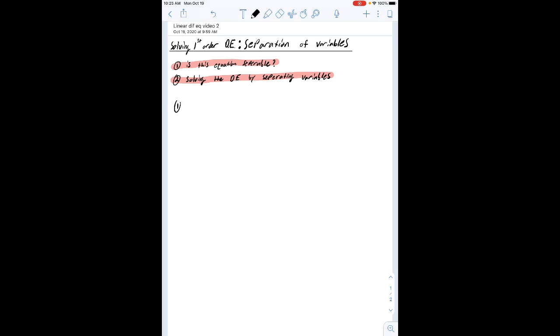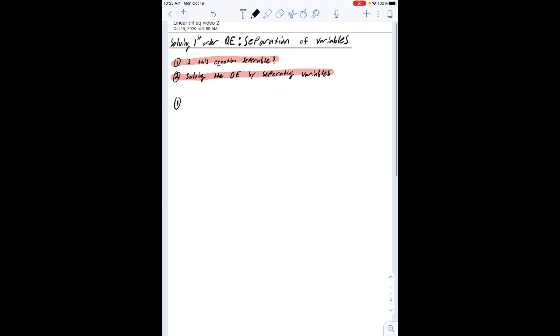Okay, so first off, how do we know that an equation is separable? We know that an equation is separable if we have, for instance, dy over dx equal to some function with respect to y times some other function with respect to x. I use f and g here just because I want to say that these don't have to be the same function. So for instance, my f of y could be equal to y squared plus 1, and my g of x could be equal to square root of x.